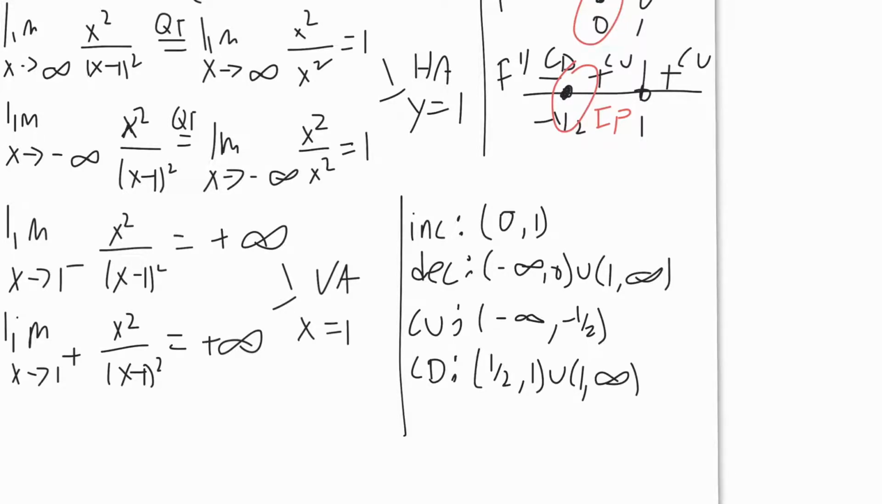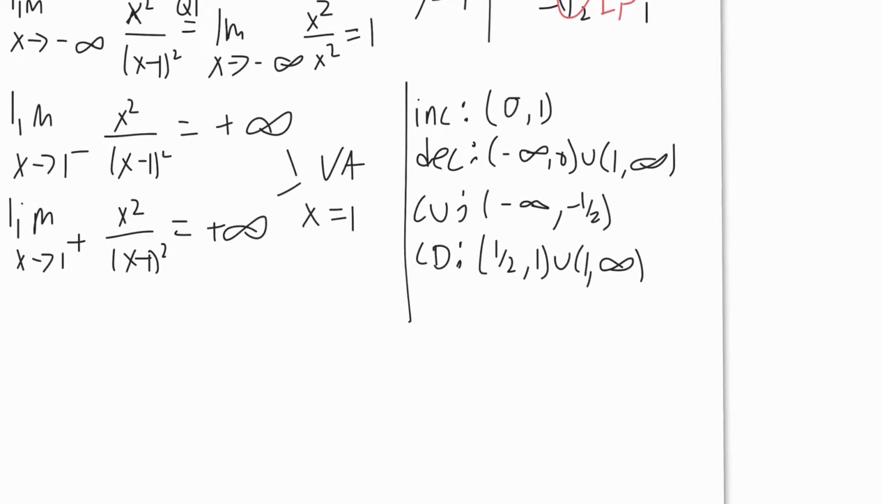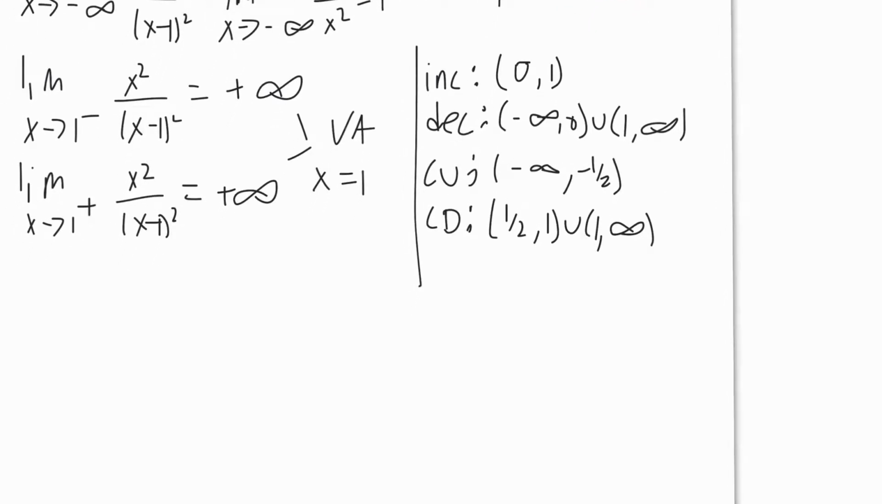Next up, we can calculate the actual y values of the relative min and the inflection point. Now the relative min has already been done for us because we know f of 0 is just 0. So there's our relative min ready to go. But we do need to do f of negative a half. So again, I encourage you to pause the video here and give it a try.